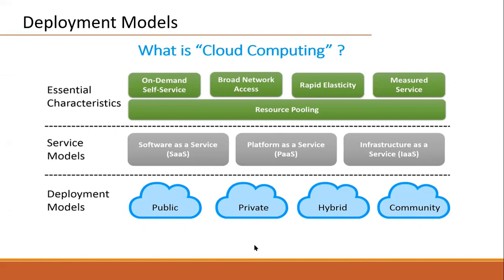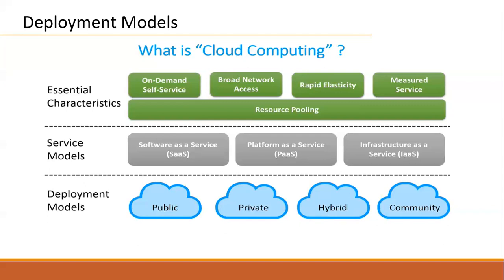An example of hybrid cloud: the application or front end part we can place in the public cloud, the front end part, Java application, .NET application. But our databases, where the actual data is, we can place in the private cloud. That combination we are calling hybrid cloud.